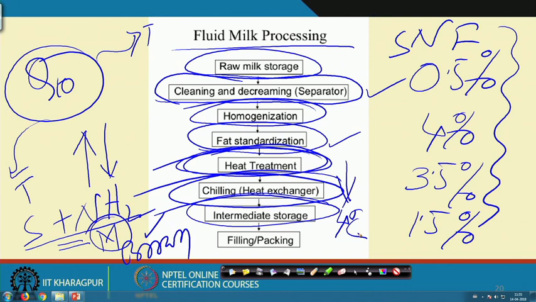From there, depending on whether you are filling it in a big tank or in some small packaging units, depending on how you are distributing your material, it will go to that place. From there, it will go to dispatch, right? So this is how fluid milk is being processed.